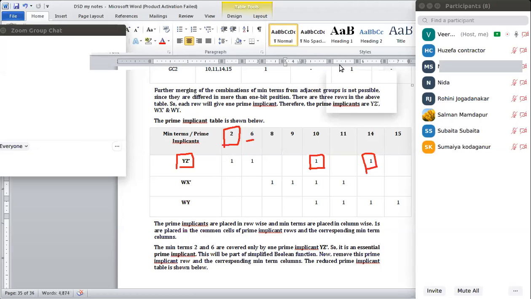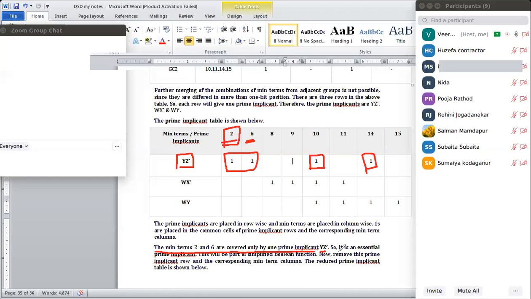So here, these 2 and 6 are essential prime implicants. See, if I have written up here, you can see that the minterms 2 and 6 are covered only by one prime implicant, that is YZ bar, and not covered by any other implicant. WX bar does not cover 2 and 6. The same 2 and 6 are not covered by WY, right?